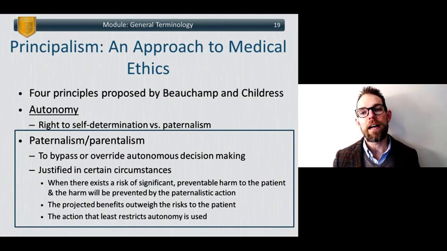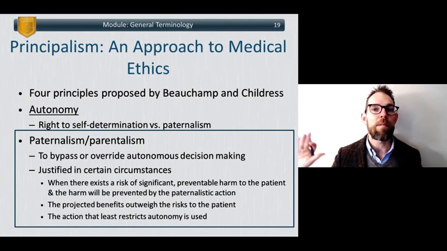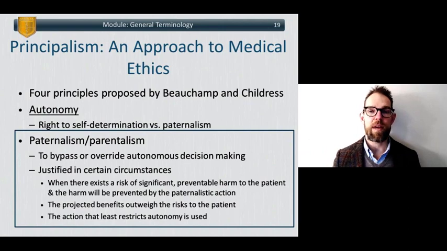So principalism is, obviously, we're continuing this, the approach to medical ethics. Beauchamp and Childress proposed these. So let's do a deep dive into autonomy. It's the right to self-determination versus paternalism. Paternalism or parentalism is a way to bypass autonomous decision-making by the patient. It is, in fact, justified in certain cases.